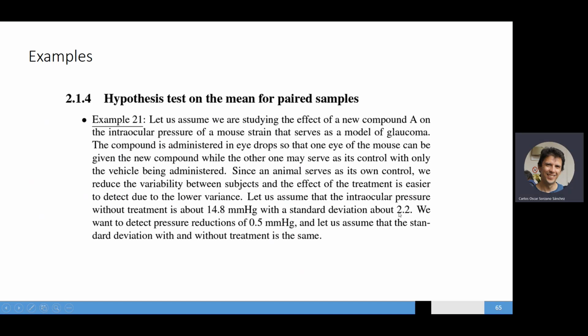So let us assume that the intraocular pressure without treatment is about 14.8 millimeters of mercury, with a standard deviation of about 2.2. So this is the noise. And we want to detect pressure reductions of 0.5 millimeters of mercury. So this is the gap that we want to detect. This is the effect size. And let us assume that the standard deviation with and without treatment is the same.